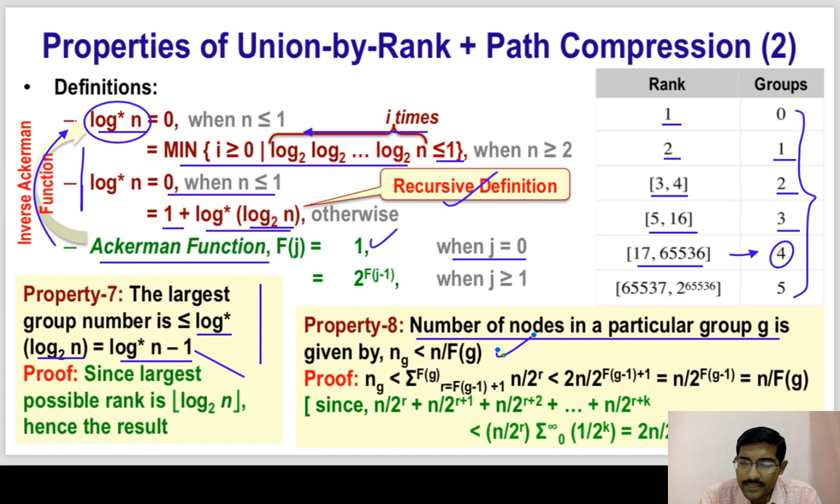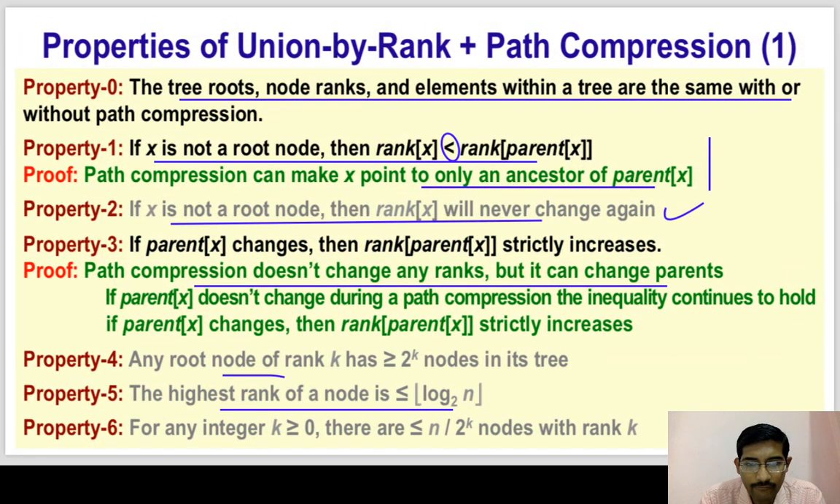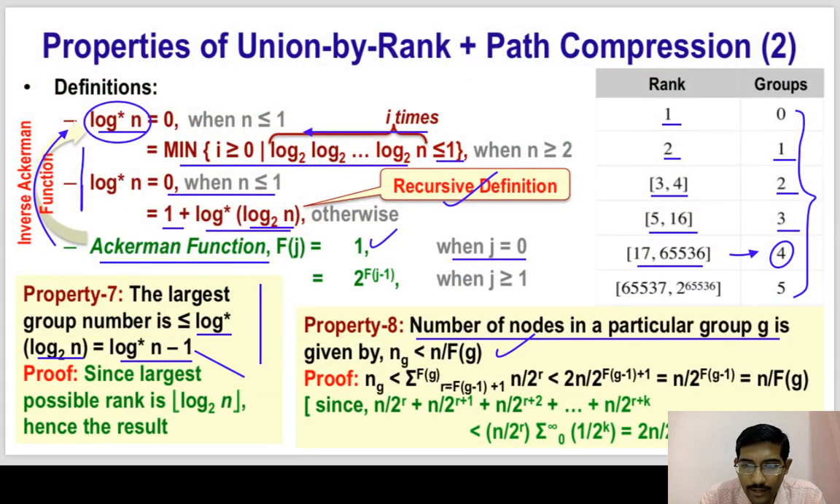Now, why is this the case? The number of nodes in a particular group G: for any rank K, as per property 6, we have at most n by 2 to the power K nodes. So for a node with rank R, we have n by 2 to the power R nodes. Now for a group G, how many ranks are possible? The ranks form a range, from Fg minus 1 to Fg.